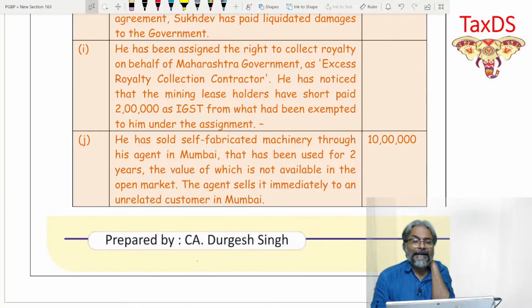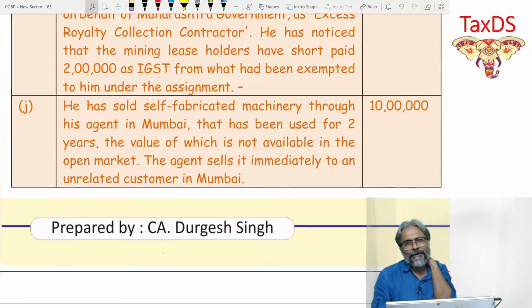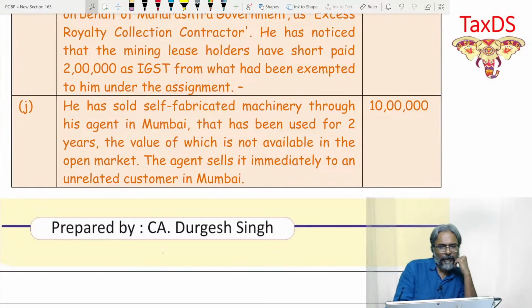Valuation topic. Can anyone tell me what is the valuation that will be taken in this case? Let me recall. What would be the value that will be taken in this case? Point number J. This is a valuation topic. Let me see how many of you can recall. Adjustment number J.